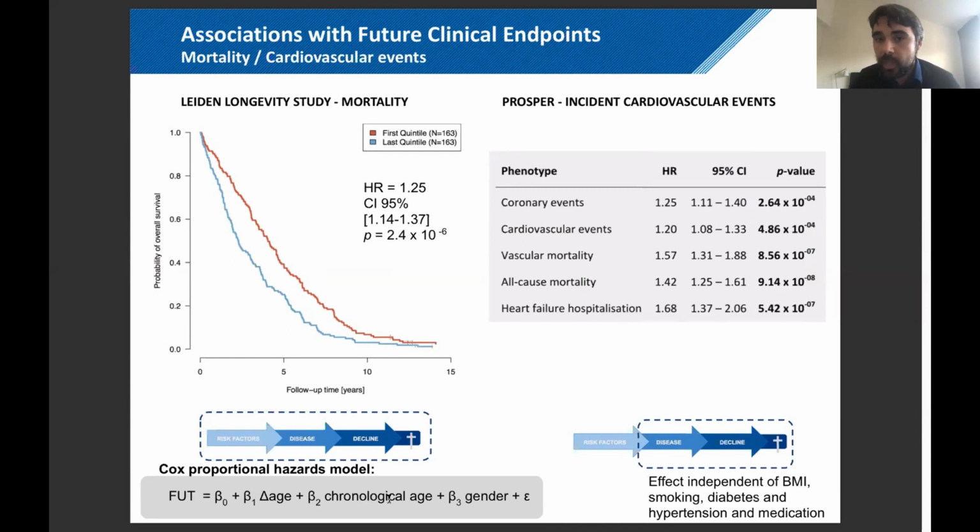And to take it a step further, also within PROSPER, which is a study on cardiometabolic outcomes, particularly on the treatment with statins in patients with cardiovascular events, we looked for associations of delta metabolic age with future events like coronary events or cardiovascular events, vascular mortality, all-cause mortality, but also heart failure hospitalization. And you can see that, again, given these hazard ratios, if you look older in your blood than you actually are, you have a higher risk of getting one of these events.